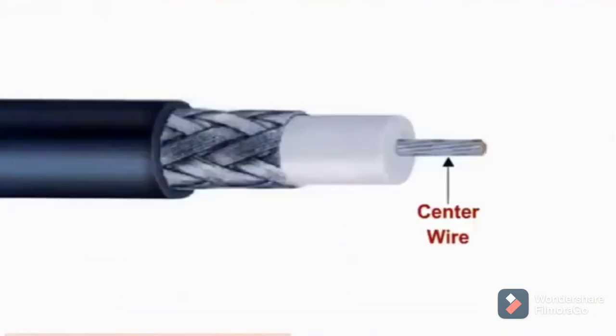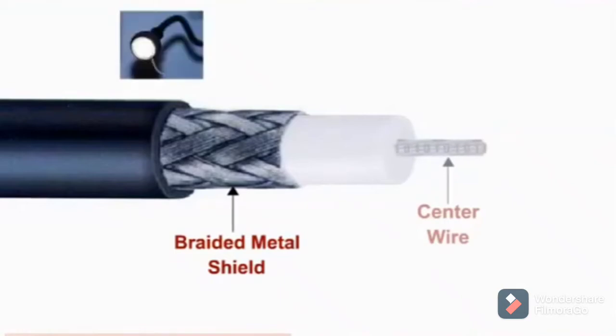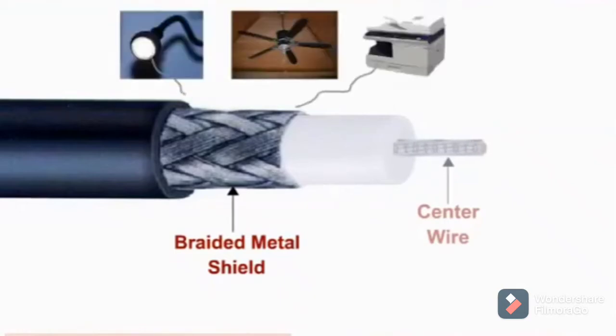The center wire is an electrical conductor that transmits computer data. The braided metal shield prevents electromagnetic waves, such as the noise generated by lights, fans, copy machines, and other devices, from cutting across the center conductor and inducing unwanted voltages that may corrupt the data. The shield may be electrically connected to the ground. If so, the noise is shorted to the ground before it reaches the conductor wire.